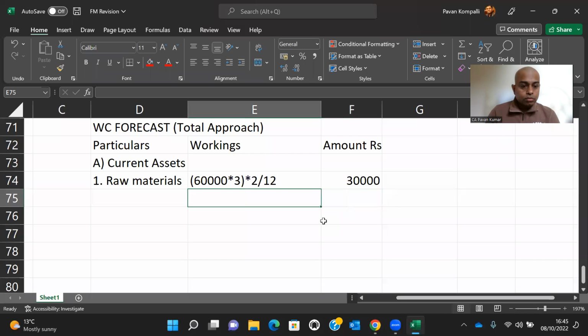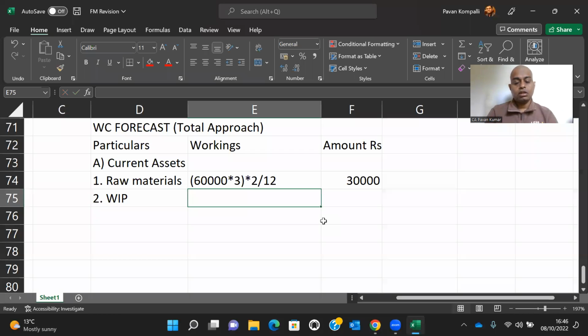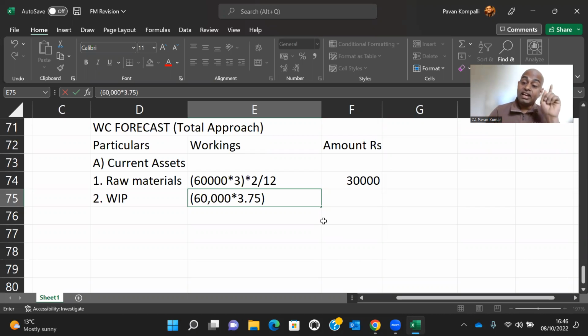2. What is the second one? Work in progress. Take 60,000 into, can anyone tell me how much I should take here? 60,000 into how much should I take? Excellent, 3.75. Now you understand why I have written that 3.75 in the working note itself.